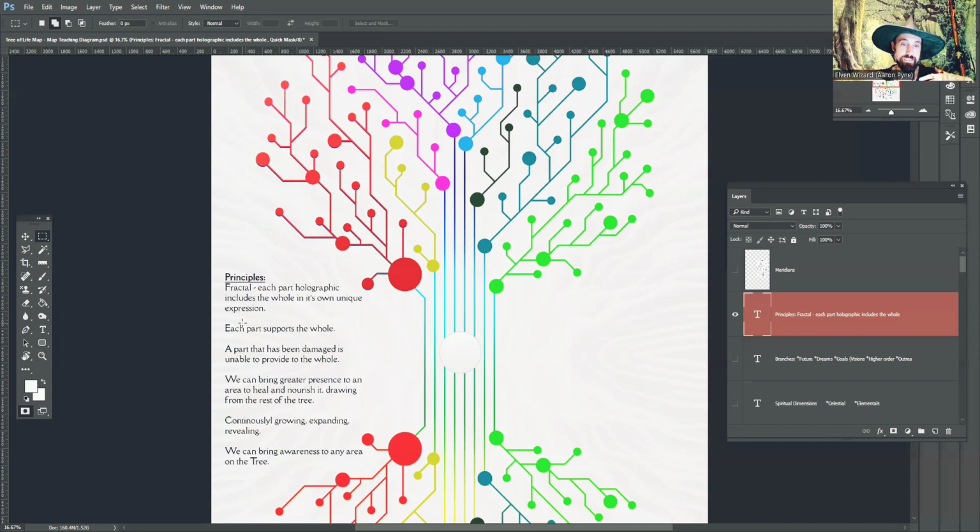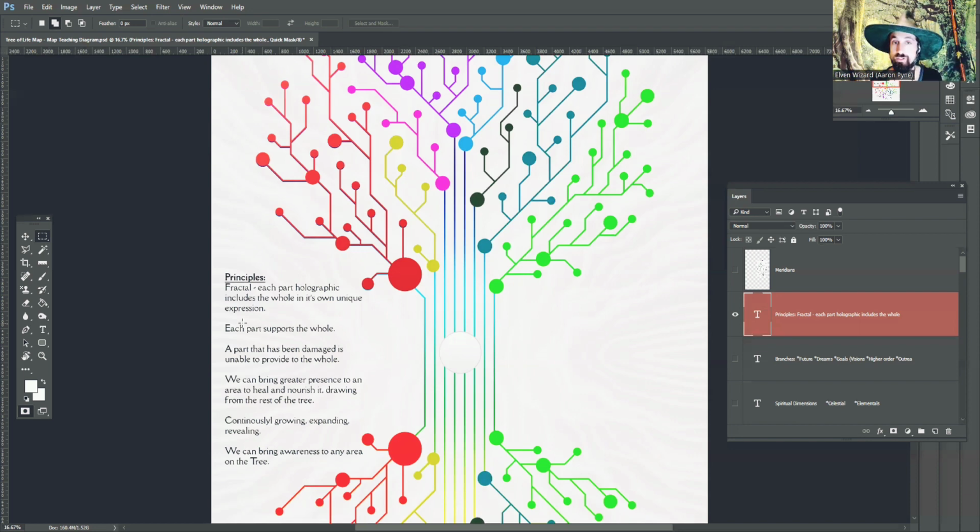Through that is bringing in presence. We heal that by bringing in the presence, bringing in life force from the rest of the tree to support that one individual area. The tree is continually growing, expanding, renewing and revealing more of itself. Just like a tree in nature, they continue to grow, new branches come out, new things are created. It's an ever-growing process. And of course, the tree will eventually die.